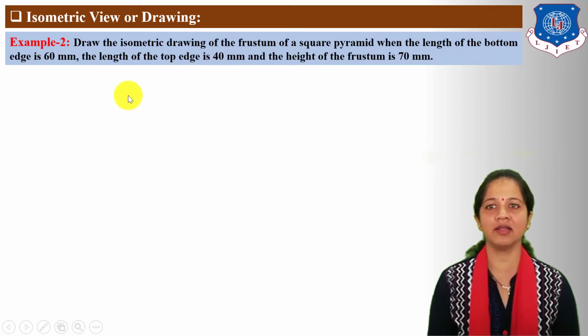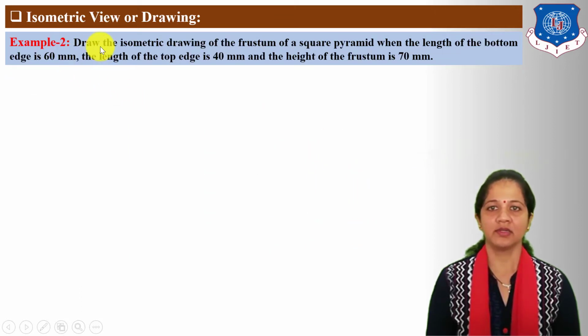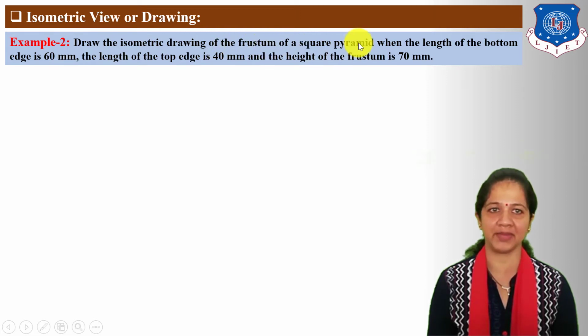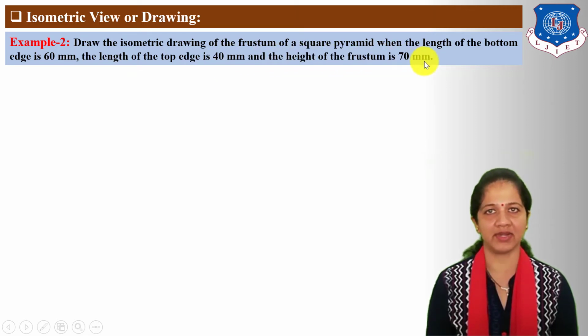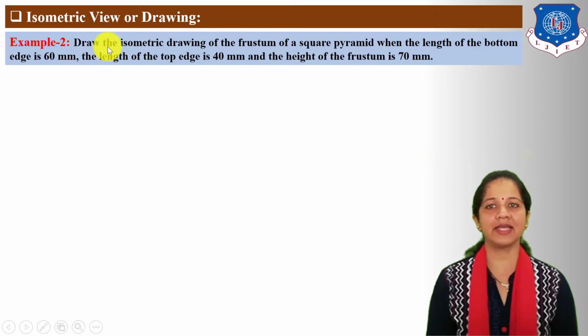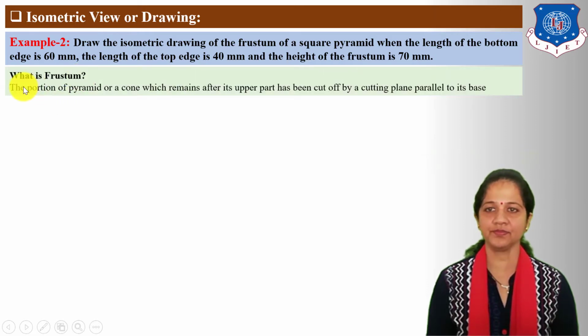Next, let us solve example 2. Draw the isometric drawing of the frustum of a square pyramid when the length of the bottom edge is 60 mm, the length of the top edge is 40 mm and the height of the frustum is 70 mm. Now, as per the given question, first let us understand what a frustum is.